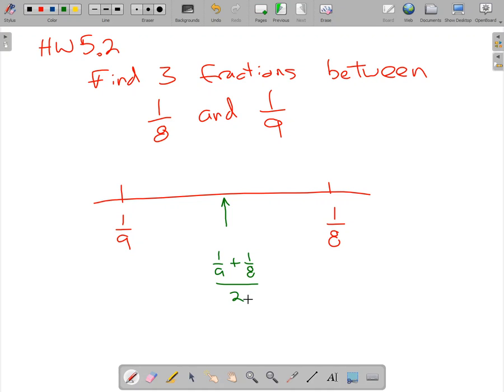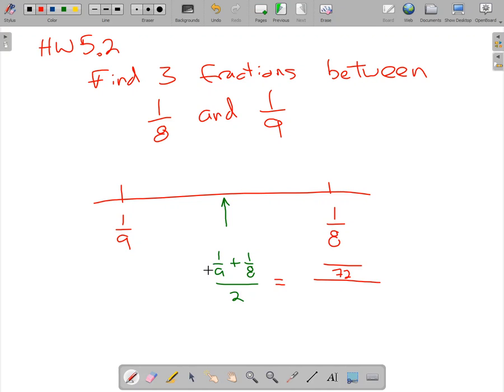So let's do that for fun. Let's see, 1/9 and 1/8. I've got to find a common denominator, which is, any guesses? 72. Why 72? Because you multiply 9 times 8. The easiest denominator is 9 times 8, and it turns out there's no smaller denominator that you could use. So the denominator I need is going to be 72.